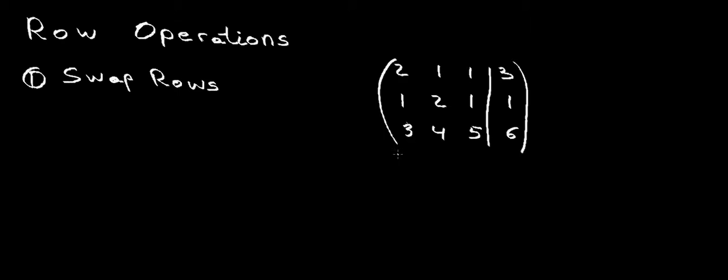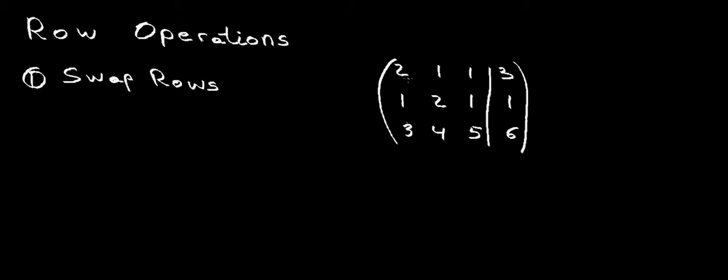In this short video, I'm going to be going over the row operations in a bit more detail. So the first row operation we talked about was to swap rows. And we have here an example where we may think about swapping rows.